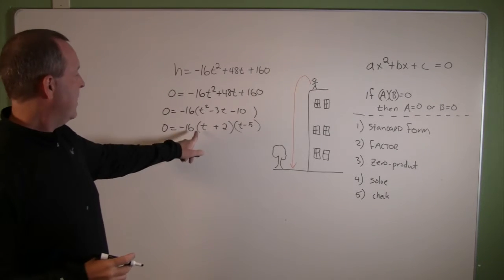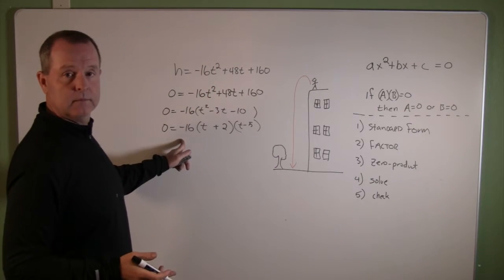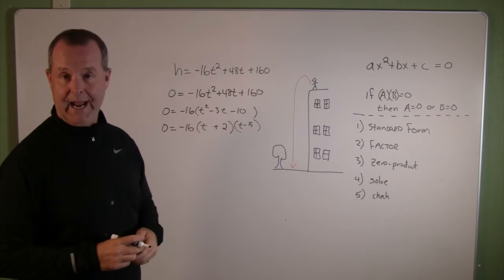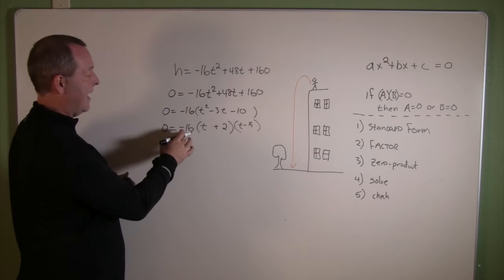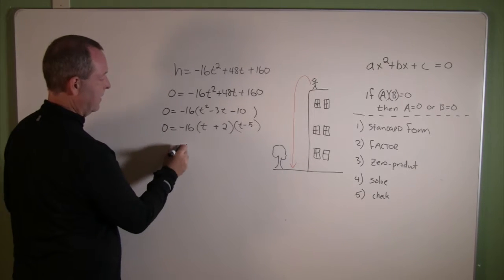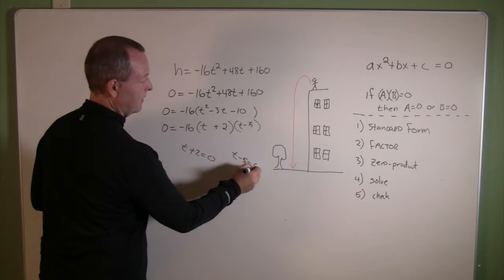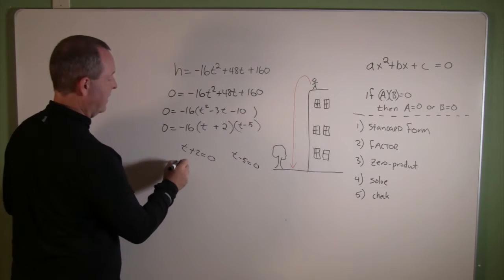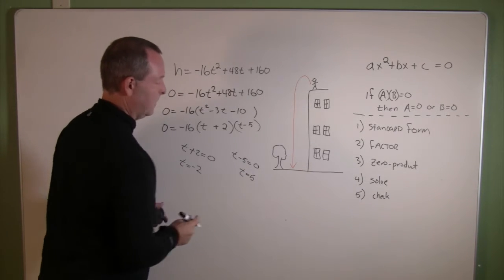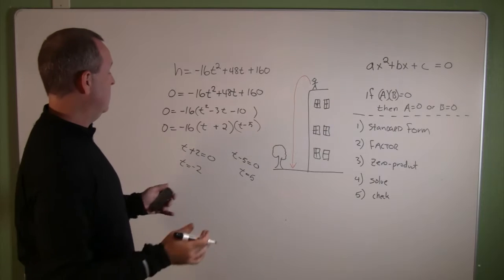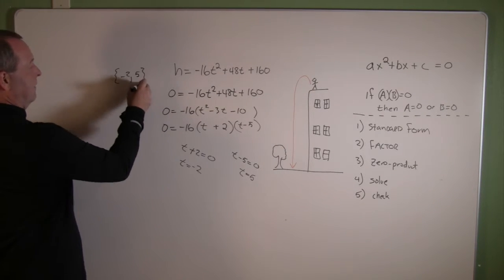From there, we use the zero product property, which means that for this to be true, one of these factors has to equal 0. Well, with the negative 16 there's no variable term in there, I can't make that a 0, so I'll look at the others. t plus 2 equals 0, and t minus 5 equals 0. Solve for t. t equals negative 2, and t equals 5. So there are my two solutions. My solution set then incorporates negative 2 and 5.